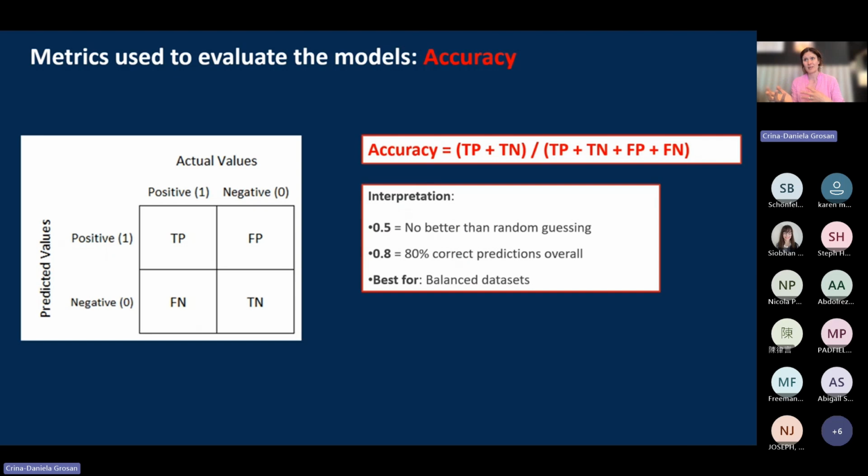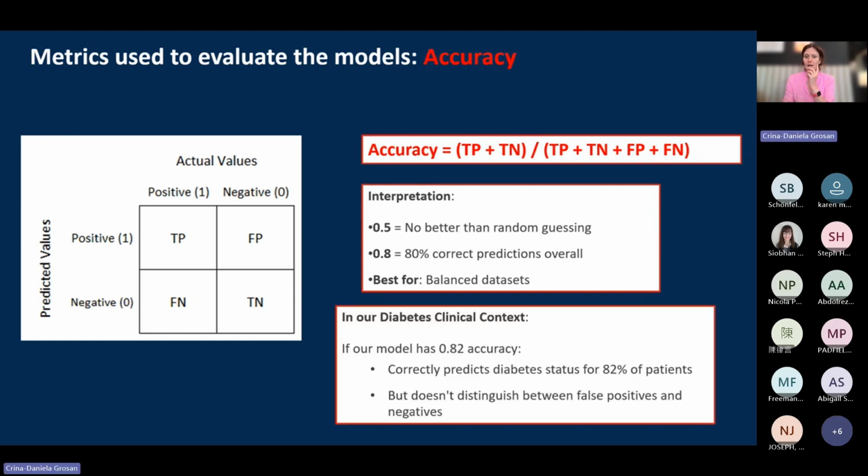So in this case, we have diabetics, non-diabetics. We have 75%, 25%, which is not that balanced. So we have a lot more diabetic examples than non-diabetic. So in this case, a 75% accuracy could mean that it classifies correctly the 75 non-diabetic patients, and none of the diabetic patients is correctly classified. So you need to be a bit careful with what accuracy means when the data is not balanced. In our diabetics clinical example, an accuracy of 0.82 means that it correctly predicts diabetes status for 82% of patients, but it won't distinguish between false positives and false negatives.